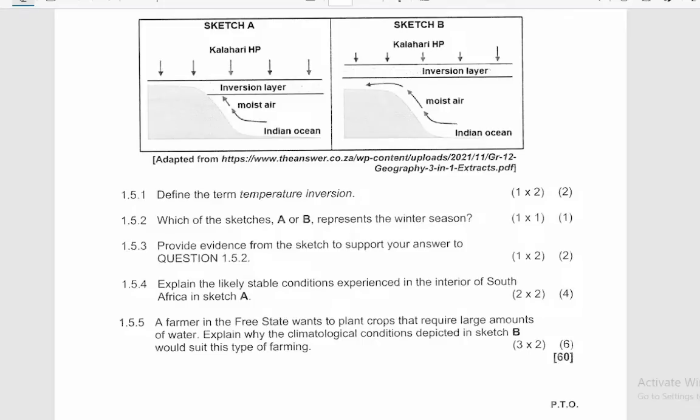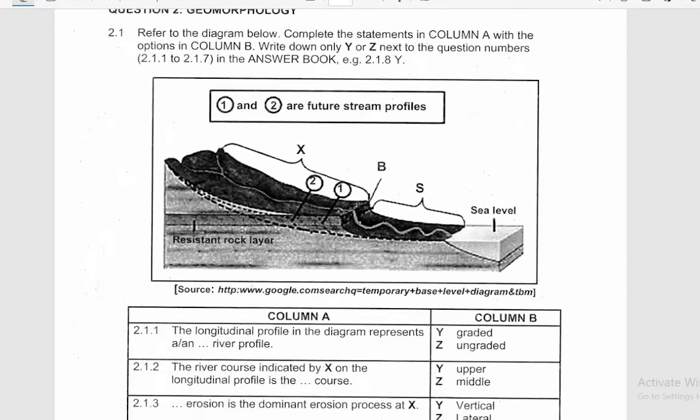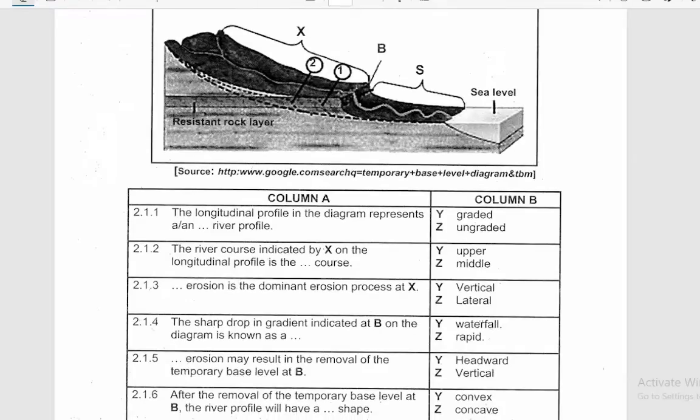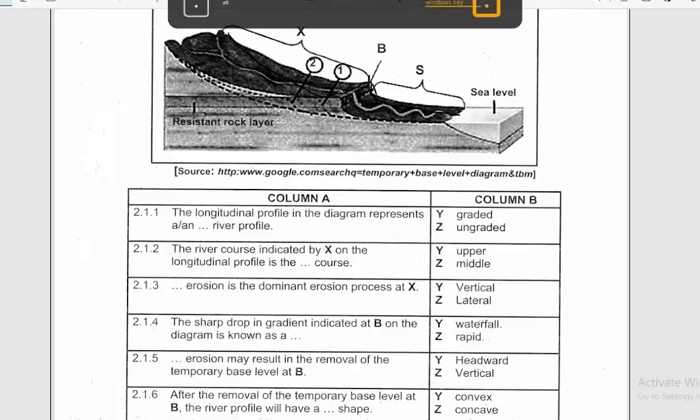Right, that was question number 1, which is on climate and weather. We move on to geomorphology, which is question number 2. We are looking at the river's longitudinal profile. Question 2.1.1: the longitudinal profile in the diagram represents a what river profile? If you check here, we have this and we have that. We have this sudden drop in gradient which we are experiencing here. Our river channel seems smoother from there, but here we have a sudden fall in gradient, then it continues like that. What kind of profile is this?